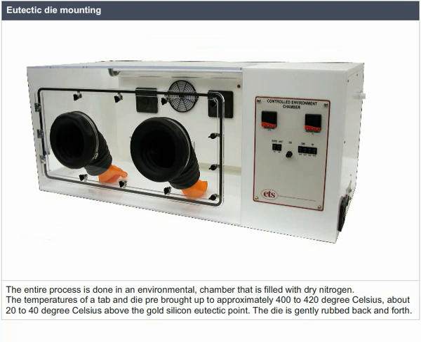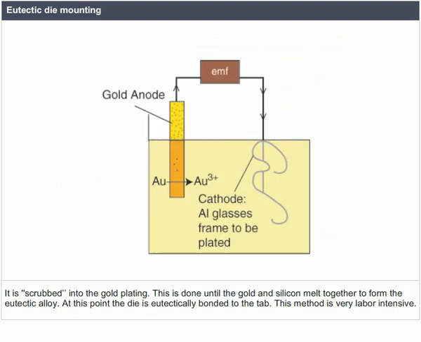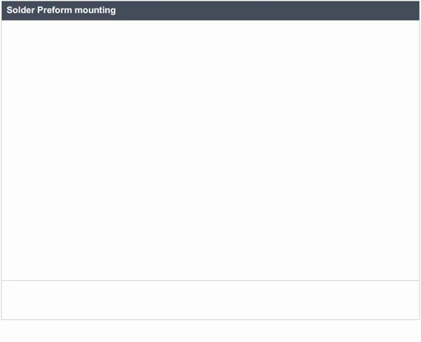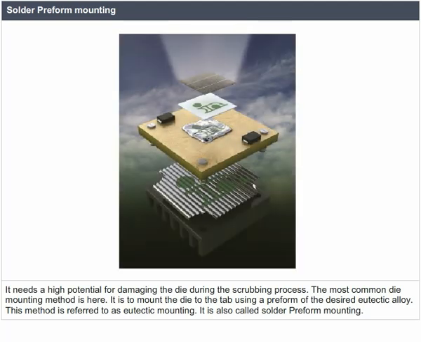The temperatures of the tab and die are brought up to approximately 400 to 420 degrees Celsius, about 20 to 40 degrees Celsius above the gold-silicon eutectic point. The die is gently rubbed back and forth. It is scrubbed into the gold plating. This is done until the gold and silicon melt together to form the eutectic alloy. At this point, the die is eutectically bonded to the tab. This method is very labor intensive and has a high potential for damaging the die during the scrubbing process.